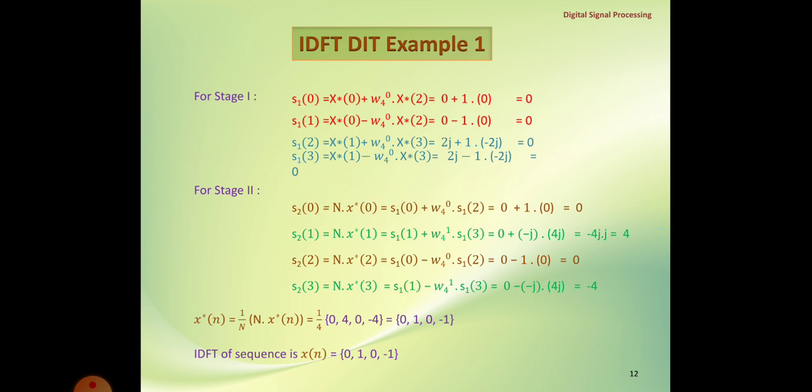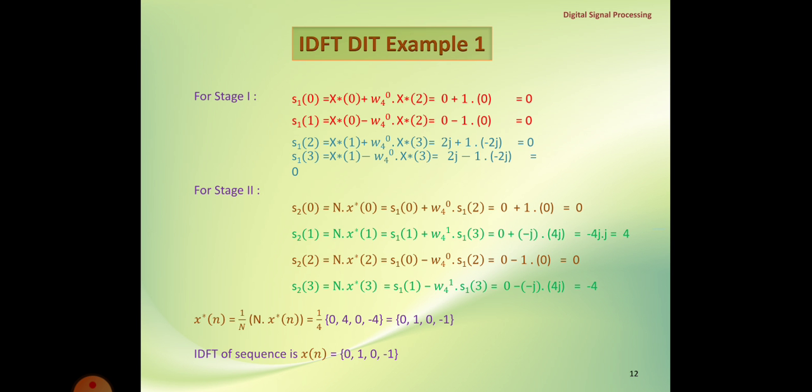Finally, calculating values for stage 1: S1 of 0 equal to 0, S1 of 1 equal to 0, S1 of 2 equal to 0, and S1 of 3 equal to 2j, minus of minus, it is plus 2j, that is 4j. Next for stage 2, S2 of 0 equal to 0, S2 of 1 equal to 4, S2 of 2 equal to 0, and S2 of 3 equal to minus 4.